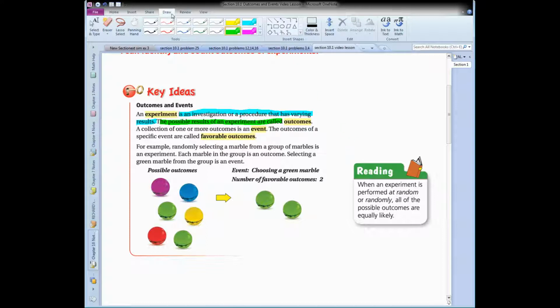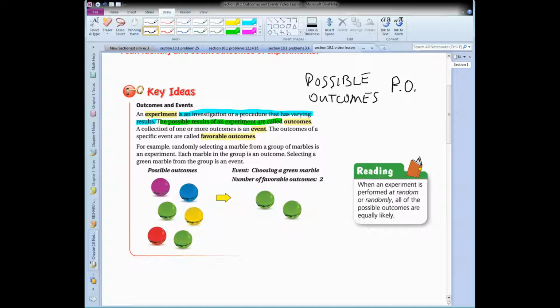So the possible outcomes, I'm going to write this down, the possible outcomes. I'm setting us up for the next section on probability. I call that the PO, P-O. And you'll see why when we start to calculate probability.